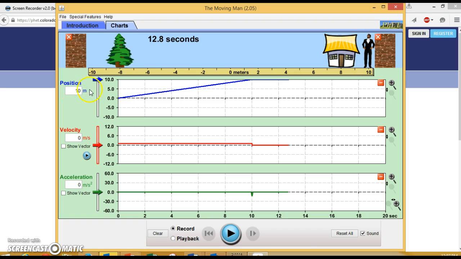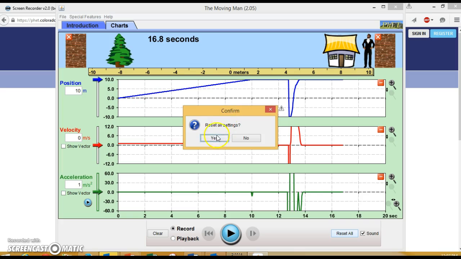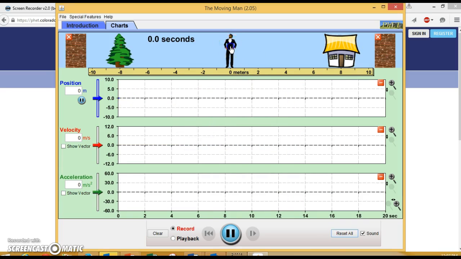We can have him start over here and move to the right so that he's got farther to go. You can have him start all the way over here and move to the left. You can have him accelerate, so you can have him speed up or slow down. And usually you probably only want to do this like 1 meter per second squared, and then I'm going to reset all again.